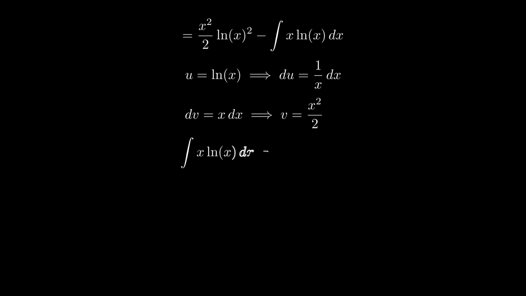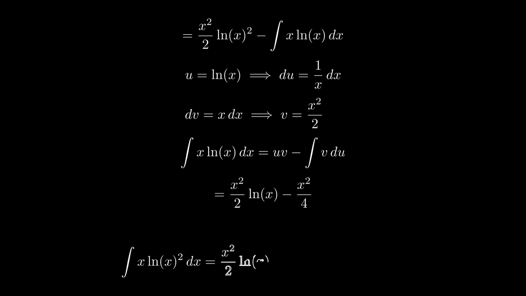Putting that again into the formula, so the integral of x log x dx is equal to uv minus the integral of v du. That equals x squared over 2 log x minus x squared over 4. Then substituting that back into the full formula, we've got the integral of x log squared x dx is equal to x squared over 2 log squared x minus x squared over 2 times log x plus x squared over 4 plus the constant c.